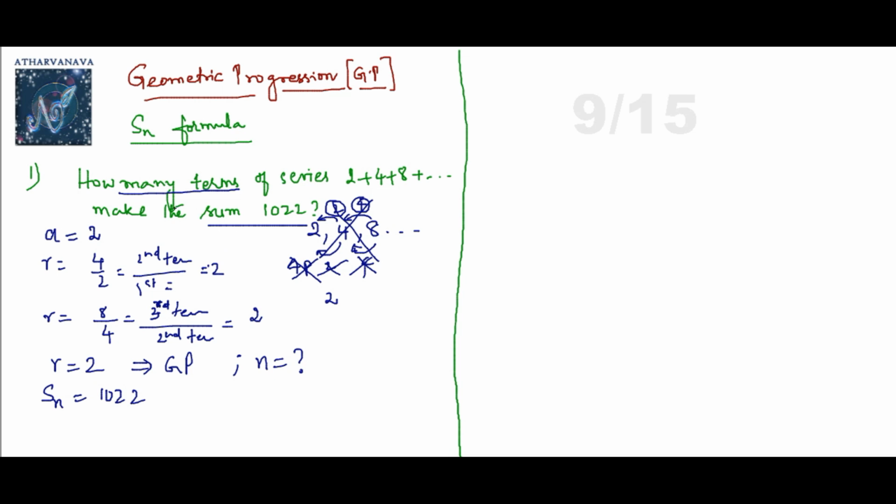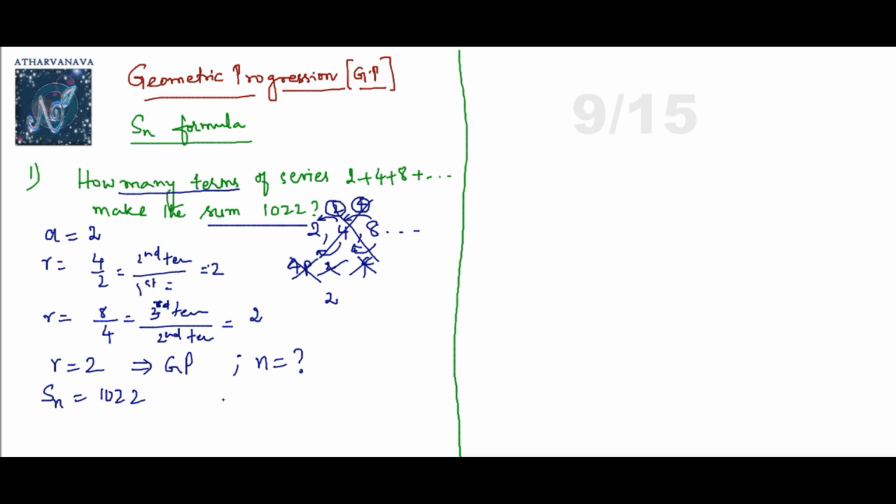How do you decide that? It is said clearly, make the sum. If you add n number of numbers, you will get the sum this much. Now what is that n? How many do you have to add so that you will get the total value 1022? This is my question. Make yourself clear with the question first and then start doing the solution. Okay? Right.